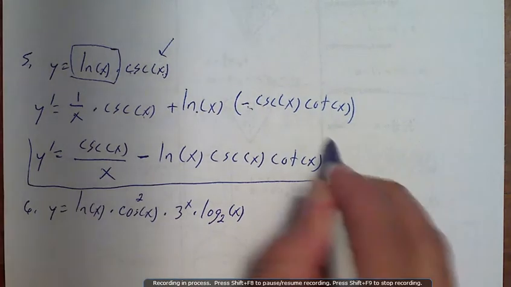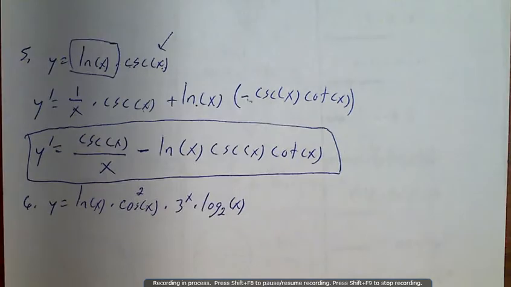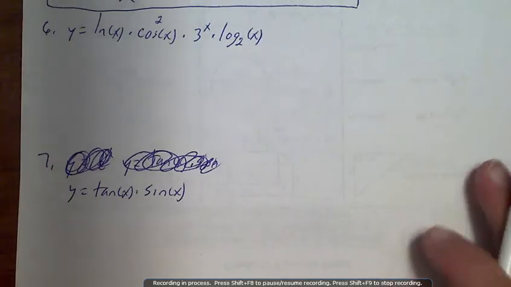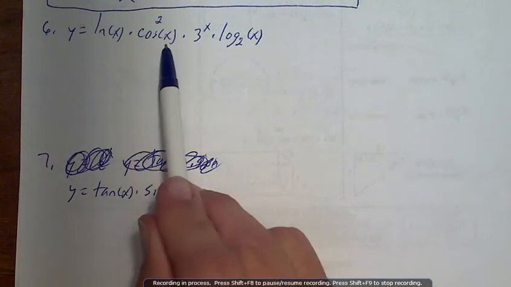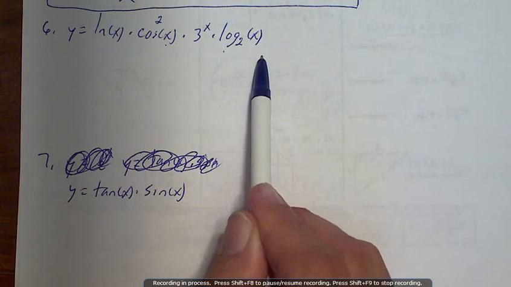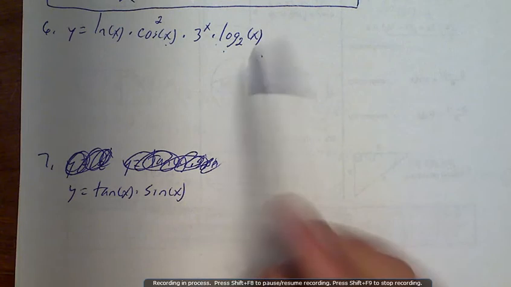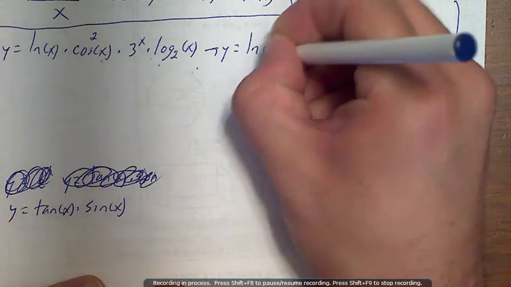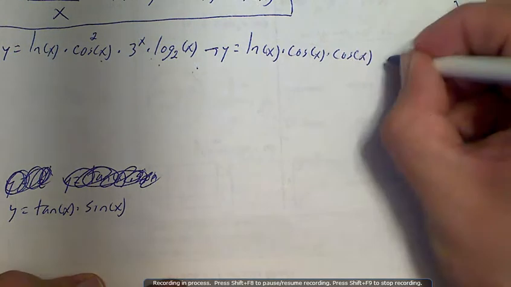Okay, number 6. Now this one I have is natural log of x times cosine squared of x times 3 to the x times log base 2 of x. So I have 1, 2, 3, 4, 5 of them. Okay, so now this one can be written out as natural log times cosine times cosine times 3 to the x times log base 2 of x. I can write it out that way because cosine squared is cosine, cosine. So again, now it's the same exact pattern like we did before. Do the derivative of one of them, leave the rest.